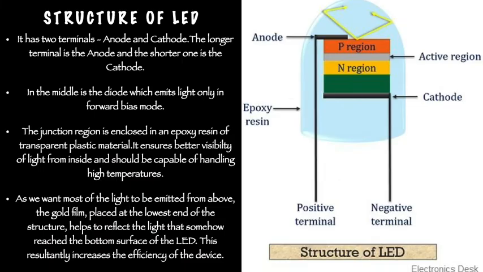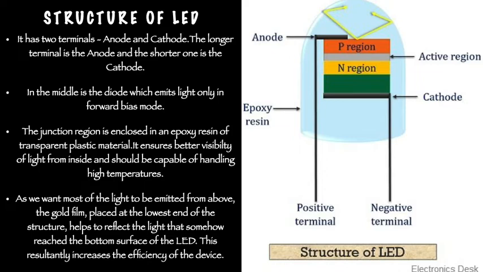Structure of LED. LED has two terminals, anode and cathode. The longer terminal is the anode and the shorter one is the cathode. It has different lengths for ease of insertion into the breadboard and to indicate which side is positive and which side is negative. In the middle is the diode, which emits light only in forward bias mode.